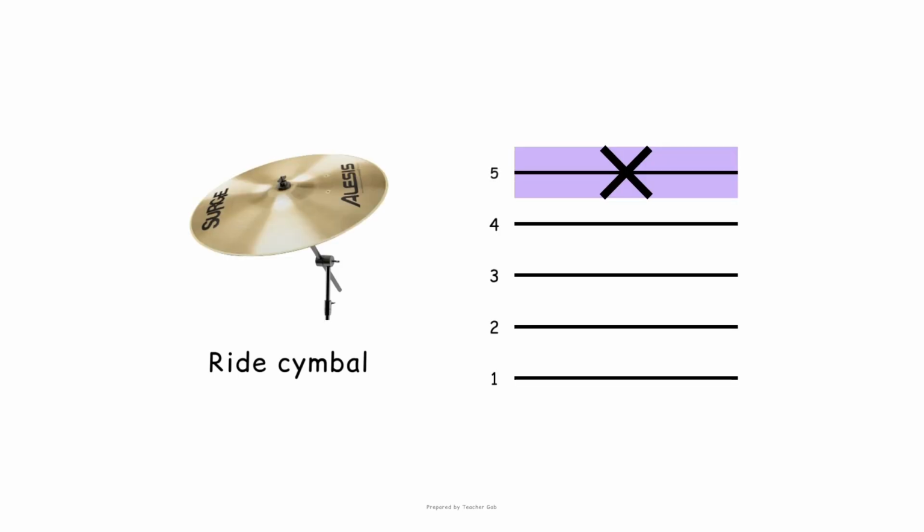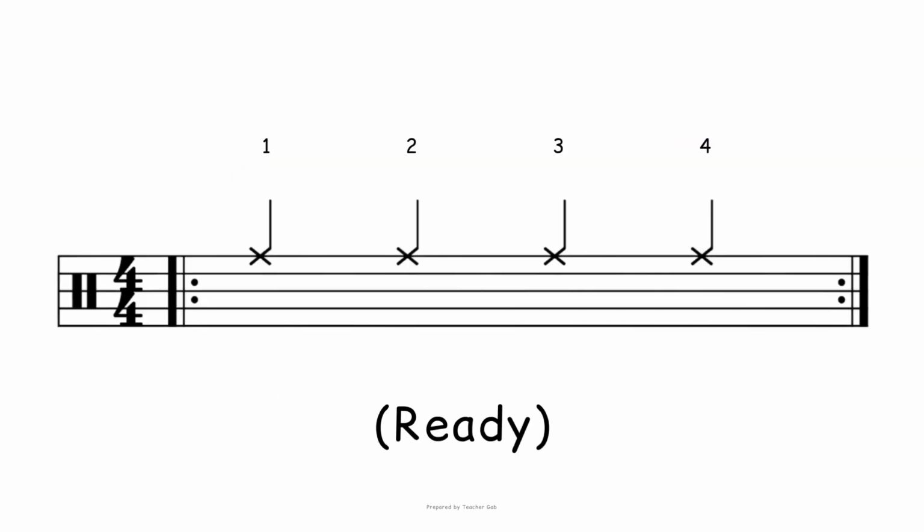Alright, next, the ride cymbal. The ride cymbal is notated right on the fifth line of the staff. Remember, right on the fifth line. Let's practice the ride cymbal. Ready? 1, 2, 1, 2, 3, go.